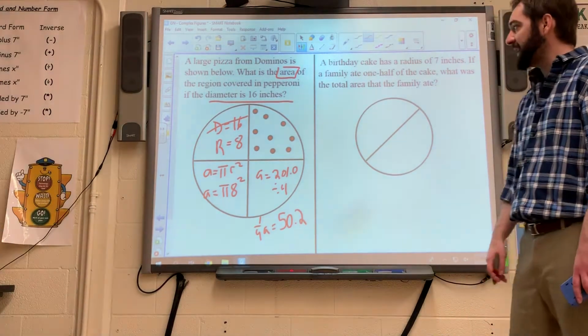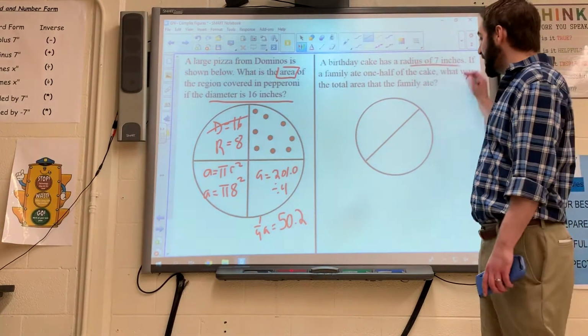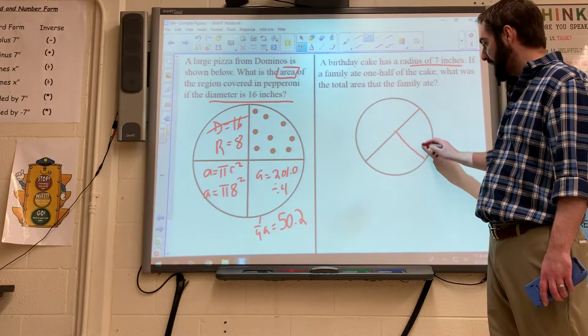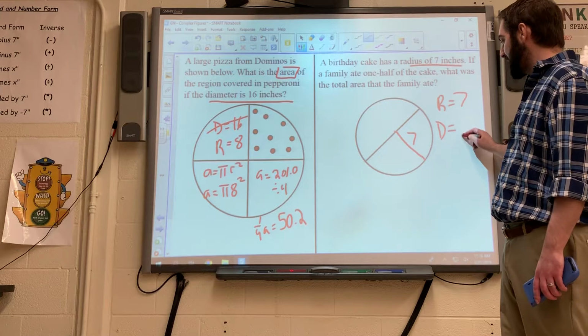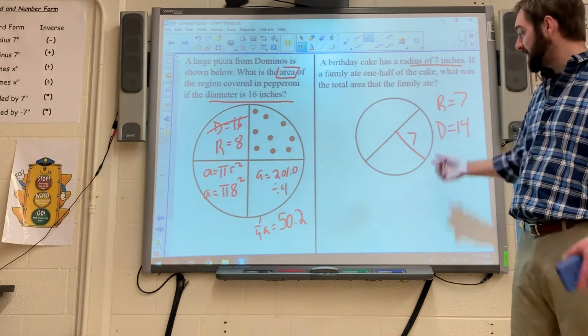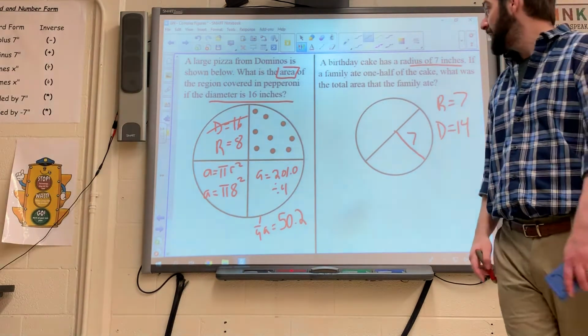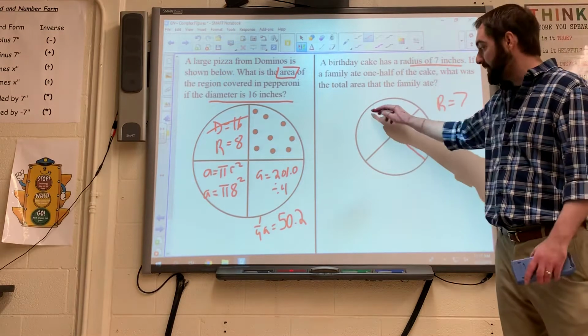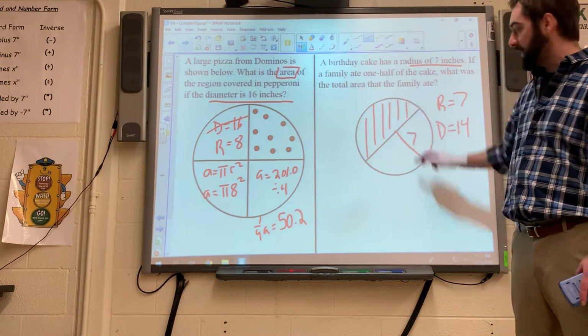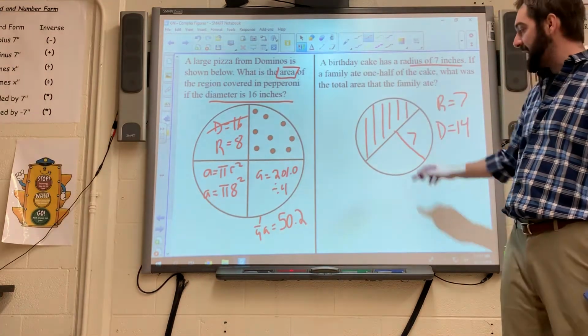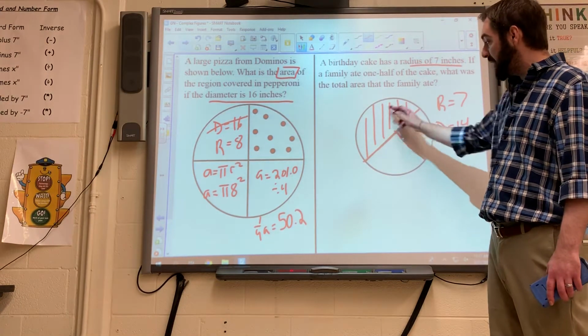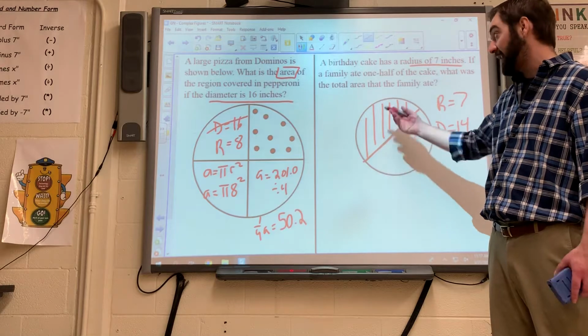Number 2, a birthday cake has a radius of 7. Well, that's good to know, so I'm going to go ahead and draw my radius line, label it 7. Well, once I know my radius of 7, I also know my diameter of 14. Keep reading, because I'm not sure yet which one I'm going to use. A family ate 1/2 of the cake, so they're going to end up eating just half of this cake. We want to see what is the total area that the family ate. So we want just the area of half of this cake.